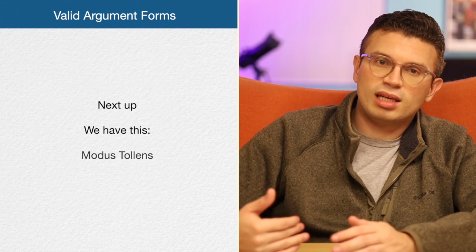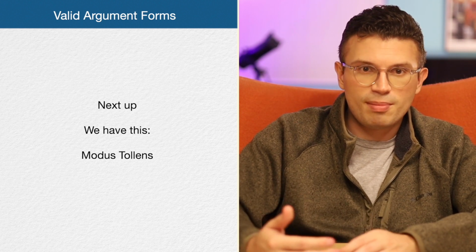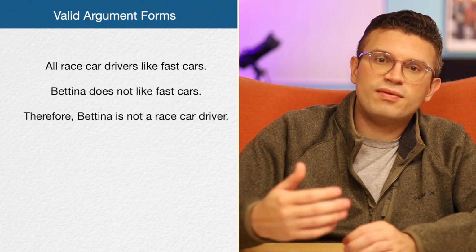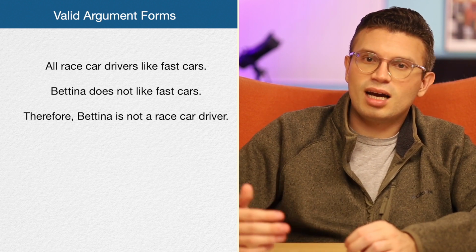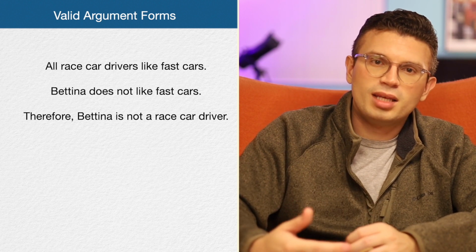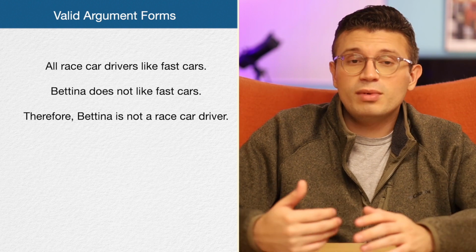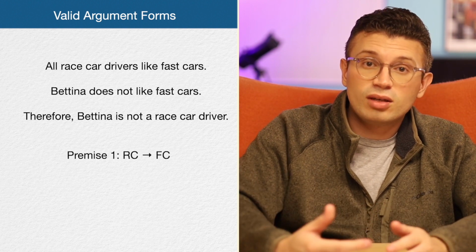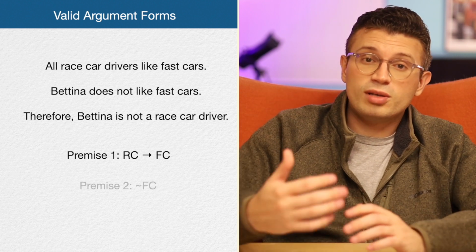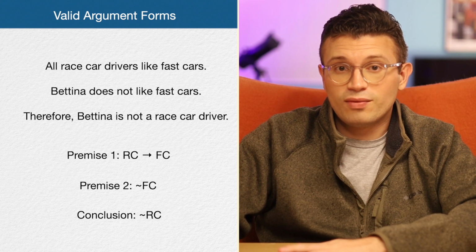Next up, we have modus tollens. Again, another element talked about in our conditional logic lesson pretty in depth. All right, let's take a look at another example. All race car drivers like fast cars. Bettina does not like fast cars. Therefore, Bettina is not a race car driver. If we take a look at this form, from our conditional diagram, premise 1 says, if race car driver, then likes fast cars. Premise 2 says doesn't like fast cars. Conclusion, therefore not a race car driver.